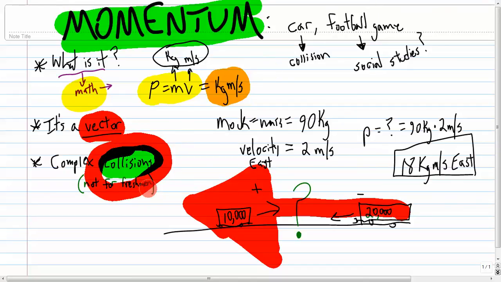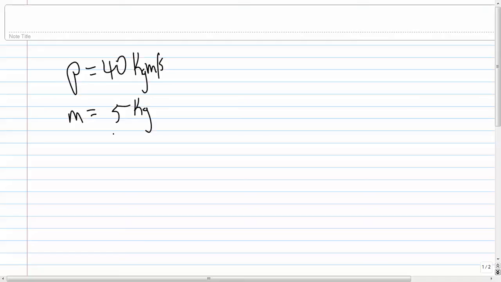So before I finish, I should probably do a couple more problems because I haven't talked to you about what if I give you the momentum. Let's say we've got a momentum of 40 kilogram meters per second in a certain direction. Let's leave that off for now. And let's say that its mass is 5 kilograms. Can we figure out its velocity?